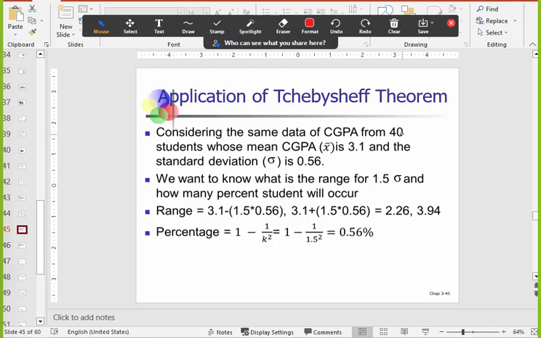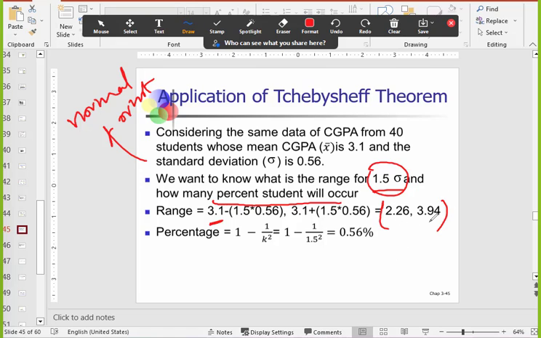Consider the same data of CGPA of 40 students whose mean value is 3.1 and standard deviation is 0.56. We want to know what is the range of 1.5 standard deviations and how much percent of students will occur. So the advantage is that now we can calculate 1.5 and we don't have to worry whether the data is normal or not. So the range is 3.1 minus 1.5 into 0.56, to 3.1 plus 1.5 into 0.56. So it is 2.6 and 3.94.